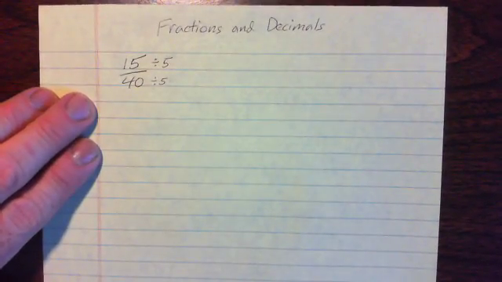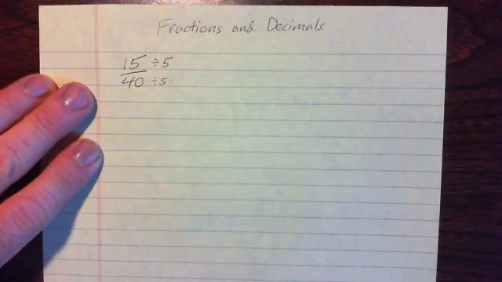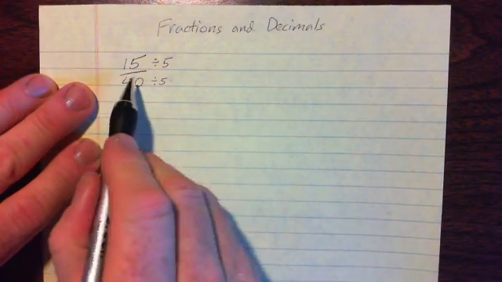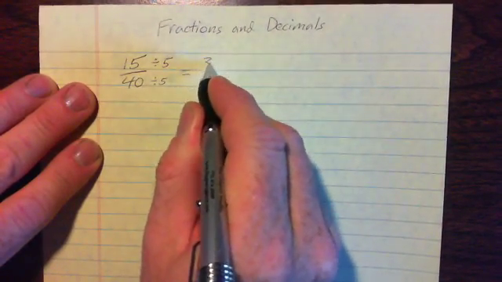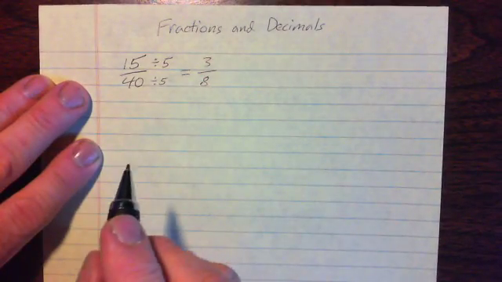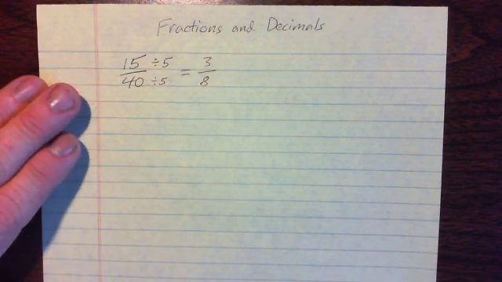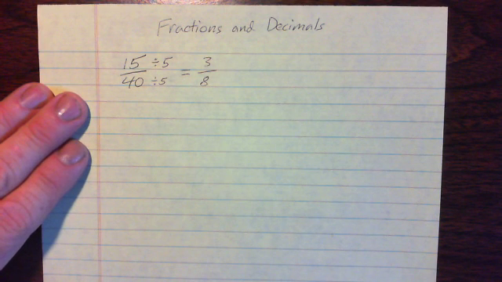As long as you divide the same thing on the top and the bottom, you are not going to change the value, the number value of the fraction. So 15 divided by 5, of course, is 3. 40 divided by 5 is 8. So 3/8 is what we call the fraction in lowest terms, or reduced. Okay.